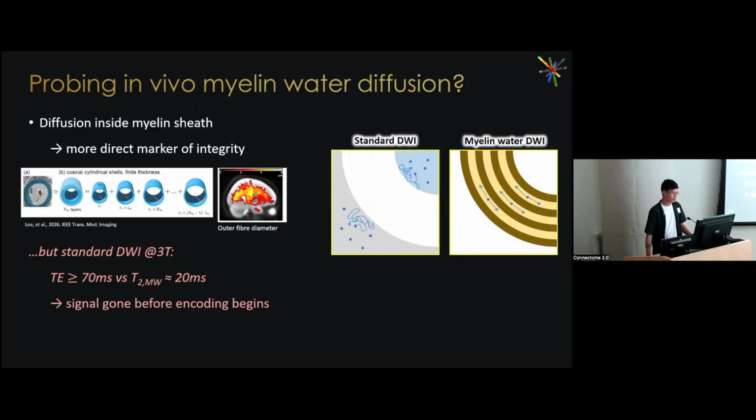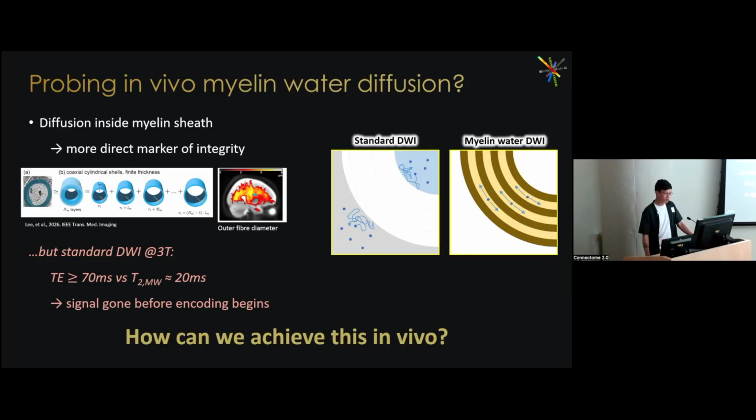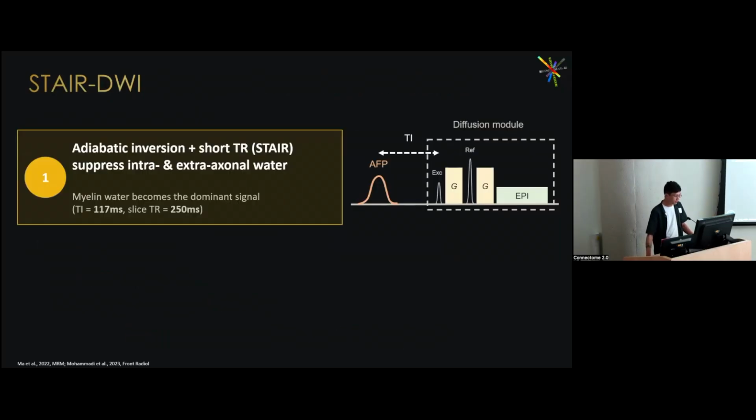With standard diffusion imaging at 3 Tesla, we need a long echo time to be able to achieve sufficient diffusion encoding. Most applications require an echo time of 70 milliseconds, but the myelin water T2 at 3 Tesla is usually around 20 to 25 milliseconds. So the signal usually is gone before the encoding starts. So how can we achieve this in vivo?